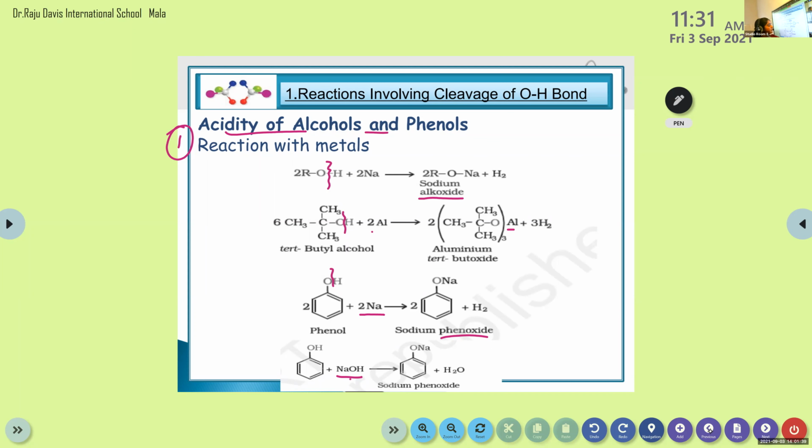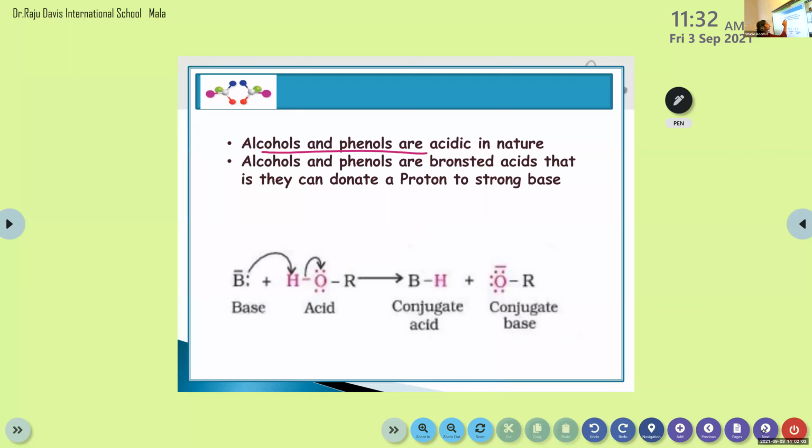How can we confirm the acidic character? Substances that are able to donate H plus ions are considered as acids, right? Isn't it? Yes. So in this reaction, you can see that all these alcohols and phenols are removing H plus ions. That means they are donating H plus ions. So from these reactions, we can confirm alcohols and phenols are acidic in nature.